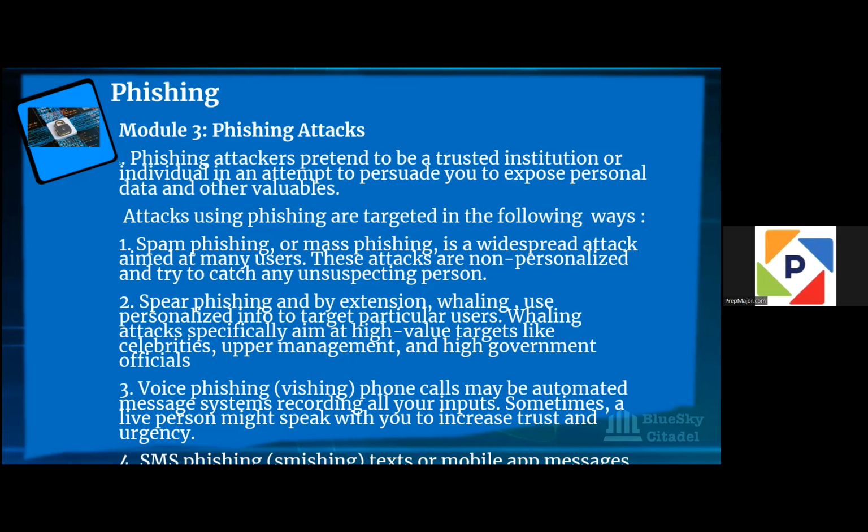So phishing attacks can be targeted in the following ways. We have spam phishing, or mass phishing. I'm sure a lot of us have heard about spam emails. So this is spam. Spam is a form of phishing attack or phishing activity. Basically, the purpose of all kinds of phishing emails is to get you to do what you would not normally do.